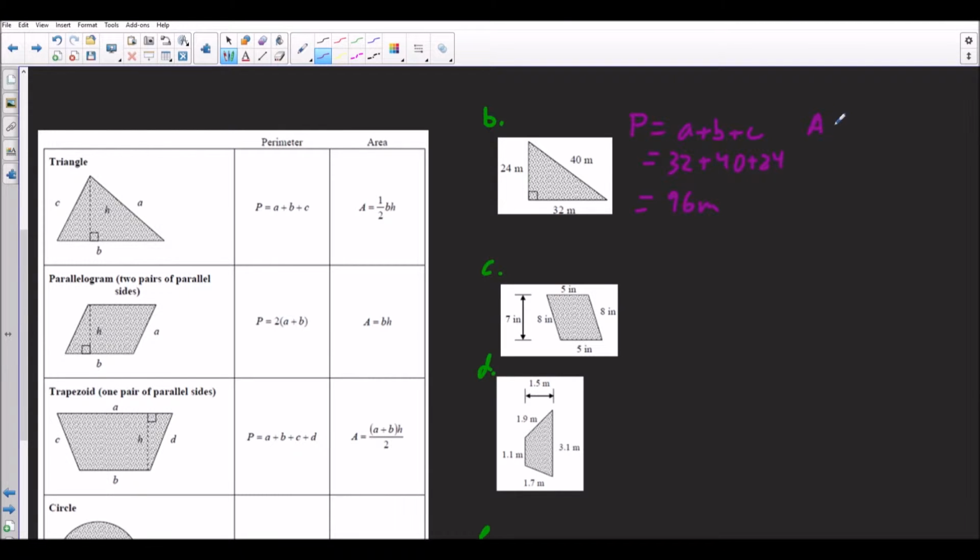Now the area is a little bit different in this one. It's 1/2 times the base times the height. So our area is going to equal 1/2. And let's take a look here.